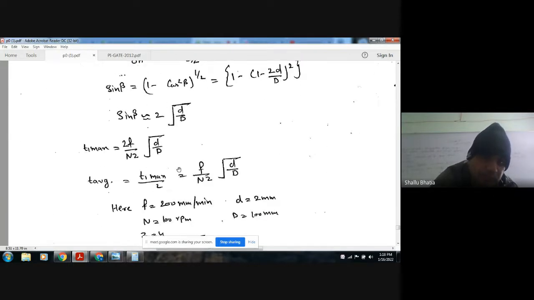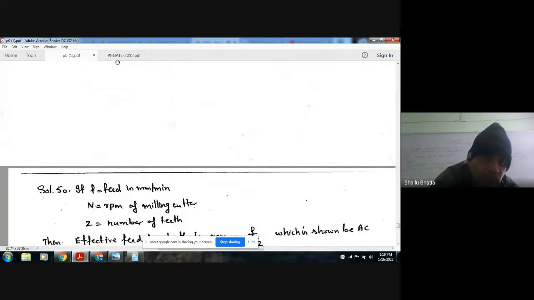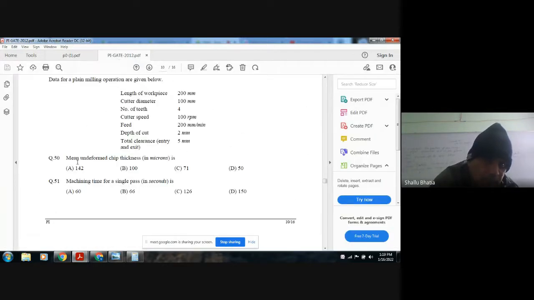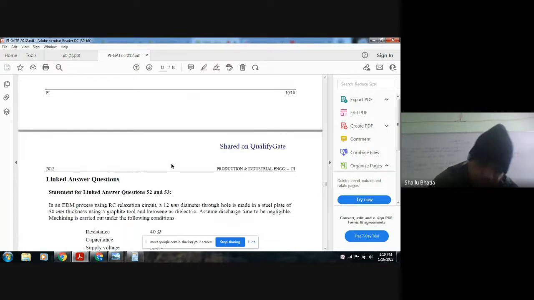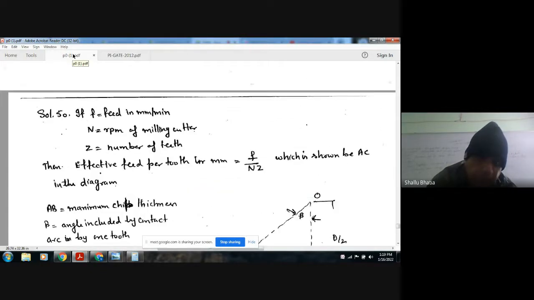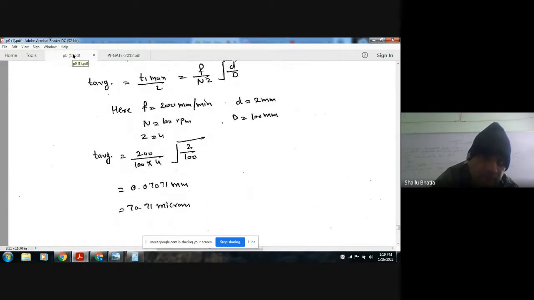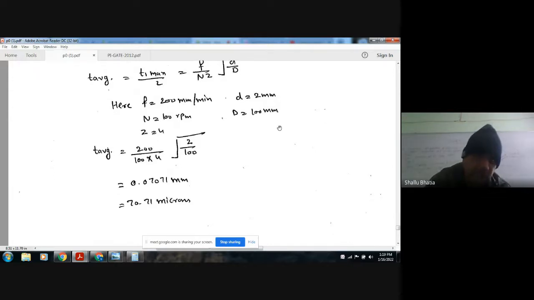Now we have this formula. So what we have to calculate? We have to calculate the mean undeformed chip. By putting in the different values, we can directly find the mean undeformed chip. F is equal to 200, N is 100, Z, the number of teeth, is 4, d is 2, and capital D is 100. So this is your mean undeformed chip.